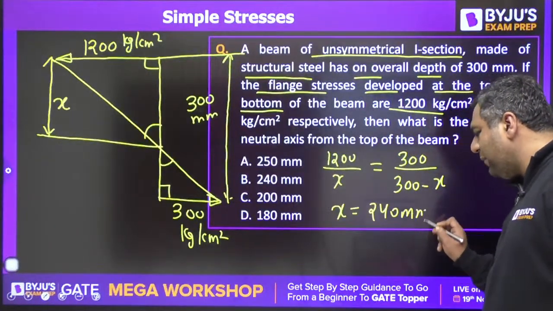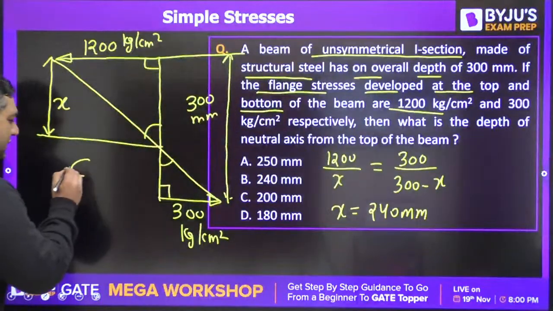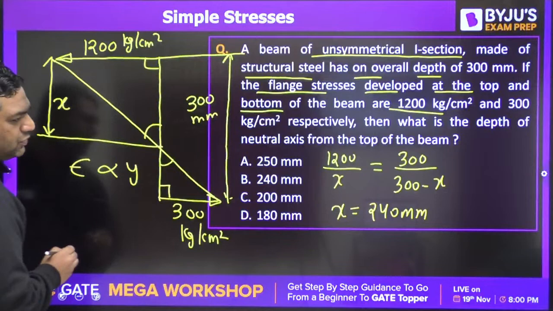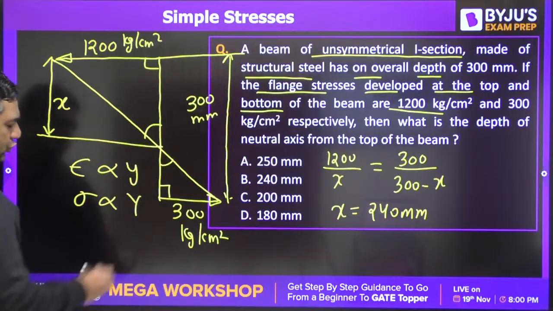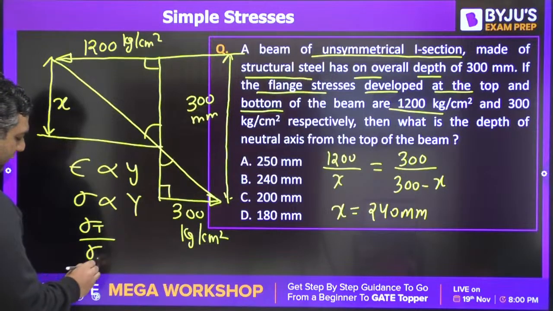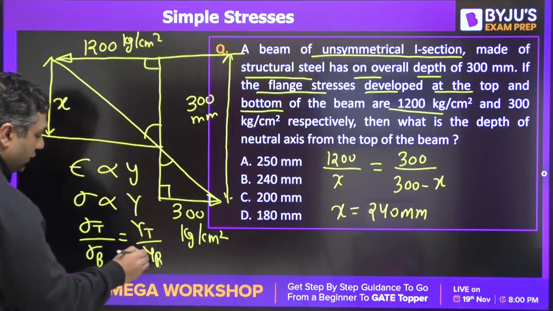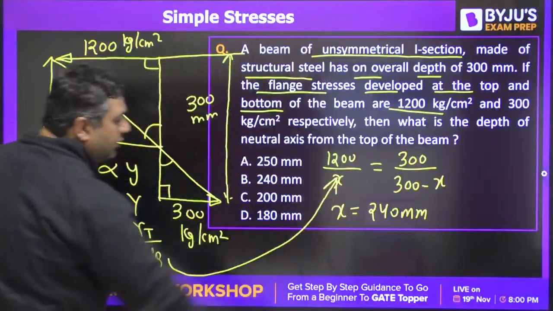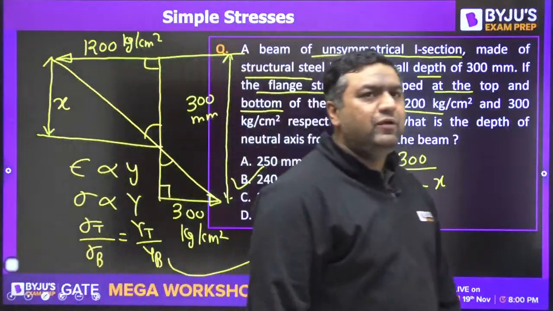The second way is to apply the bending stress. You know from the derivation, strain is directly proportional to y. So if strain is directly proportional to y, stress is also directly proportional to y because Hooke's law is valid. So you can write sigma top by sigma bottom equals y top by y bottom. You will get the same equation again. So the answer will come out the same once again. B would be the right answer.